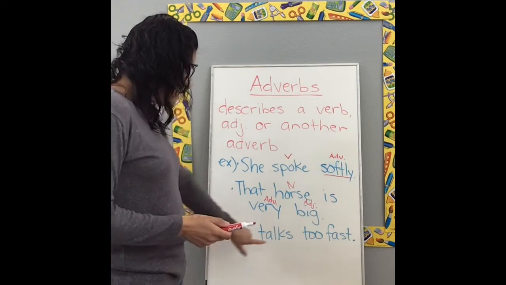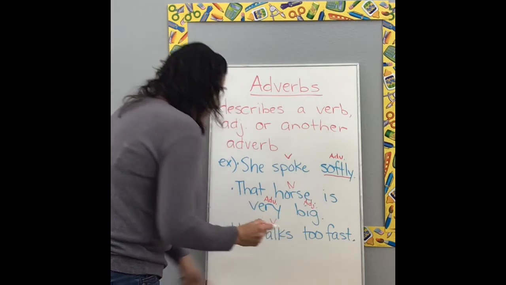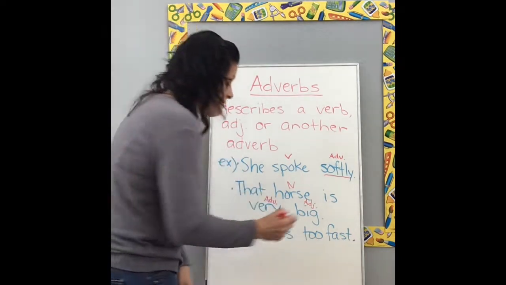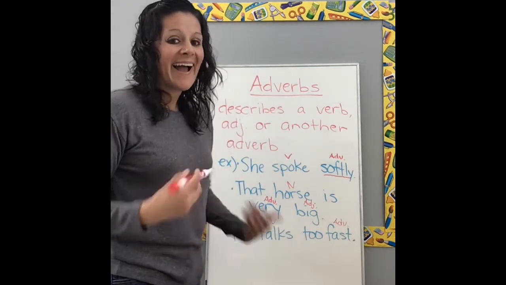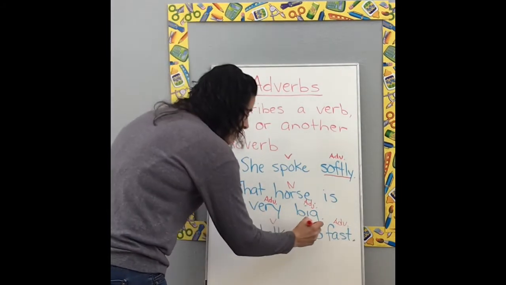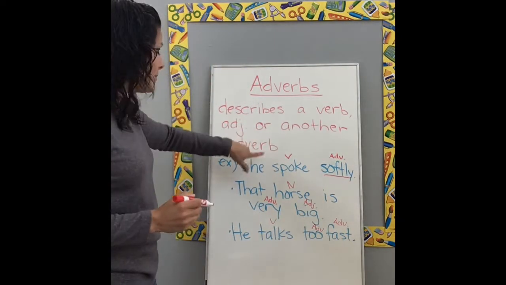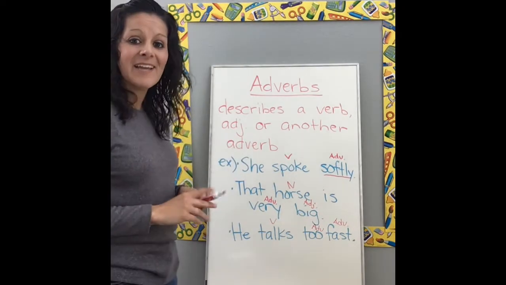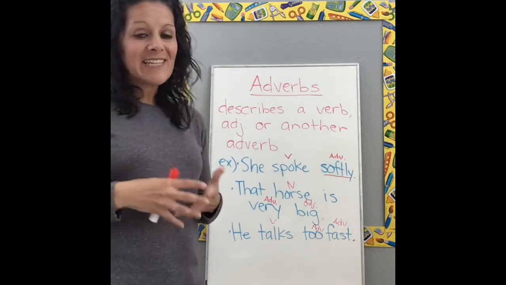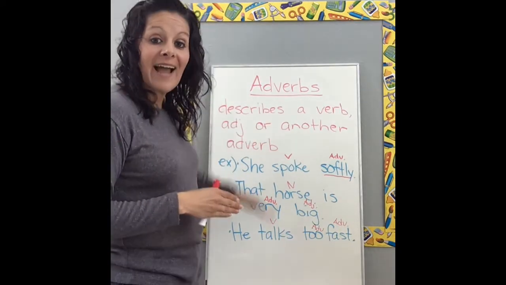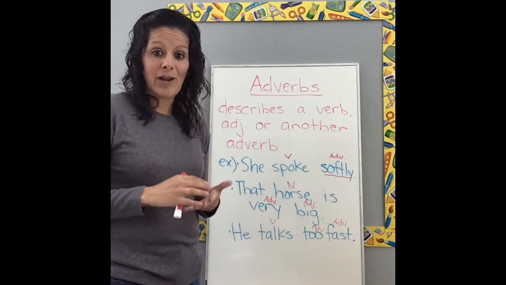So, he talks too fast. Well, talks is my verb. How does he talk? He talks fast. So that's an adverb. But how fast does he talk? Too. That's another adverb, because we said an adverb can also describe another adverb. So you can see how that kind of works. We're going to go through each kind of different adverb as we start learning. But today we're going to go ahead and start with just adverbs that describe verbs.